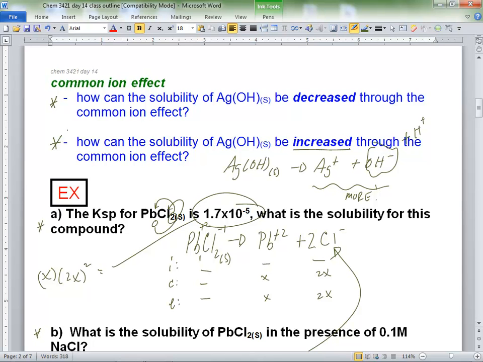So one way to get more product: adding silver ion is going to screw things up. Adding hydroxide is going to screw things up. The only choice I have in here is to remove something. If you were really good at your solubility rules, someone could have given a really good brownie point answer: add something that precipitates with silver, right? That would have been a good one.